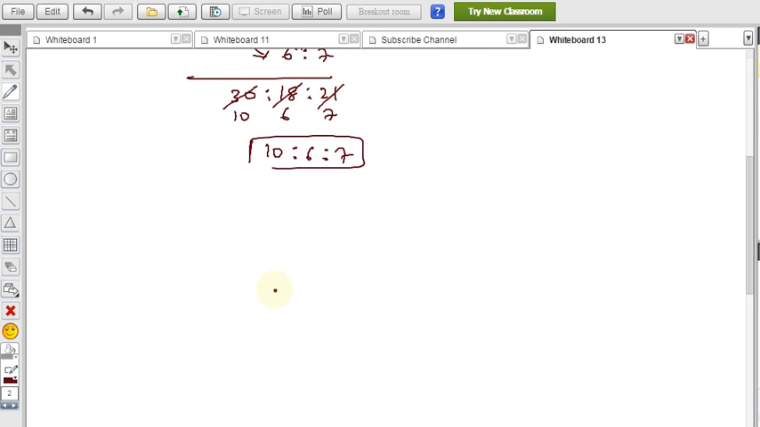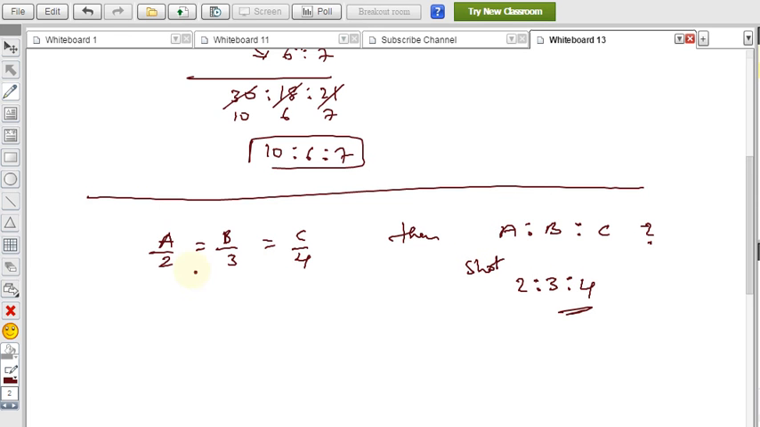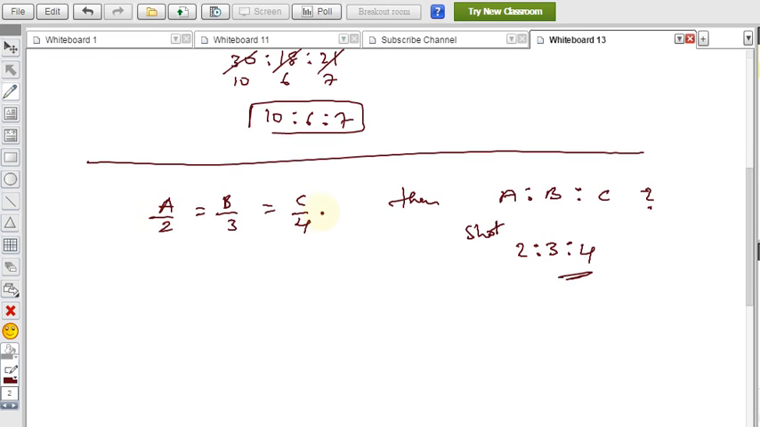Okay. Now, if the question arises like this, for example, A by 2 is equal to B by 3 is equal to C by 4, then find the value of A is to B is to C. If there are no other terms in the numerator except letters, then the answer you can directly take as 2 is to 3 is to 4. So this is a direct shortcut. Even if you solve it, you will get 2 is to 3 is to 4. The denominator itself we can take as the answer if the question is like this.